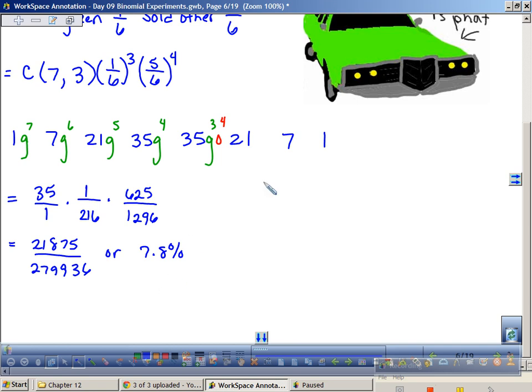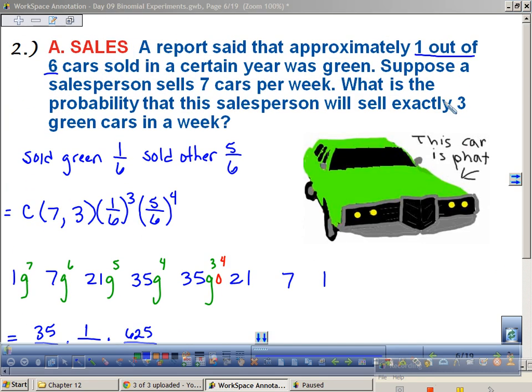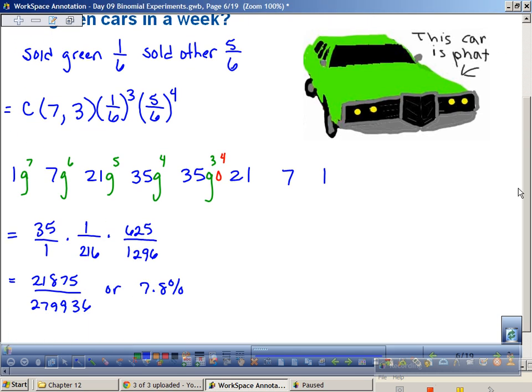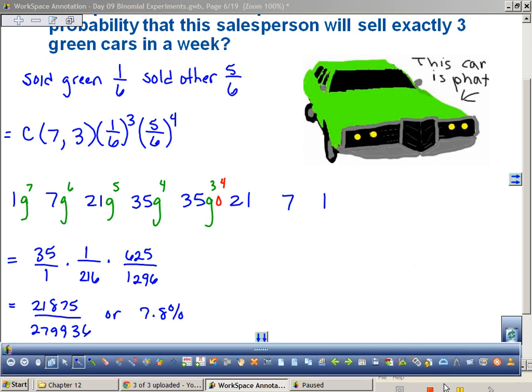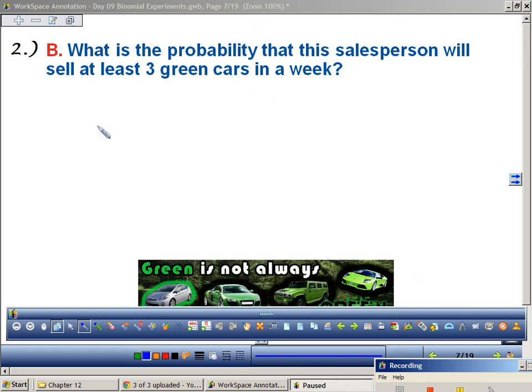Based on the fact that the probability of selling a green car is 1 out of 6, if he were to sell exactly 3 green cars in a week, when he normally sells 7, that would be a 7.8% chance. Okay, make sure you have that written down. Okay, so I've got one more to show you.